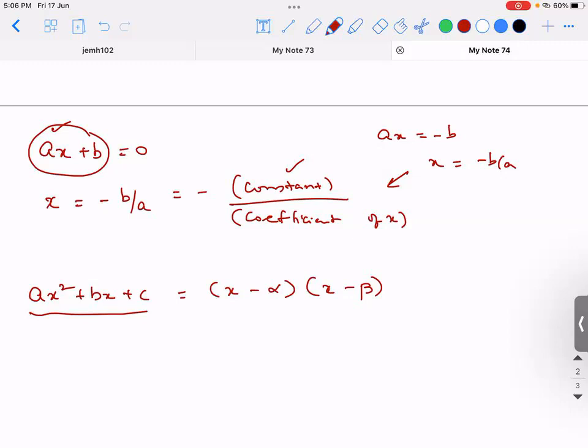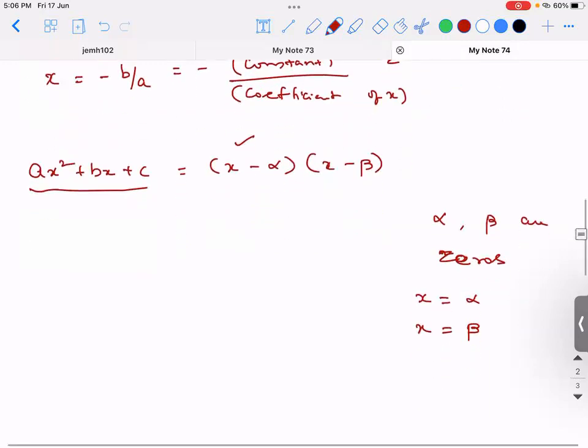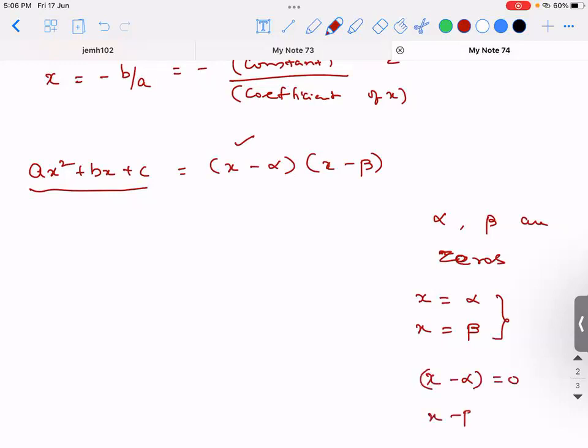Can I take it like that? Right. What is this called? Listen to this very carefully, guys. If I say alpha and beta are zeros, then I'm saying x is equal to alpha and x is equal to beta are zeros. Or to be more specific, I'll call them x1 and x2, but since I used alpha and beta here, I didn't use x1 and x2. x is equal to alpha and x is equal to beta are called zeros, and x minus alpha equals 0 and x minus beta equals 0. x minus alpha and x minus beta are called factors.